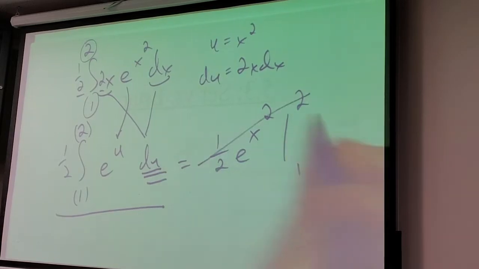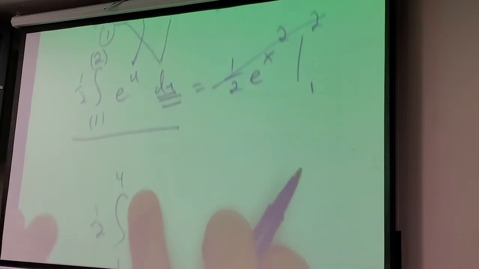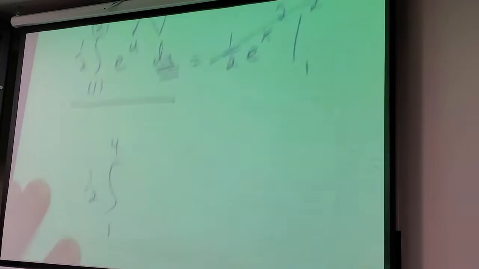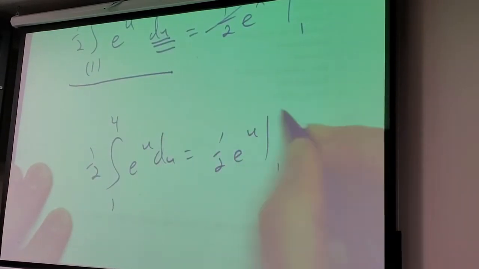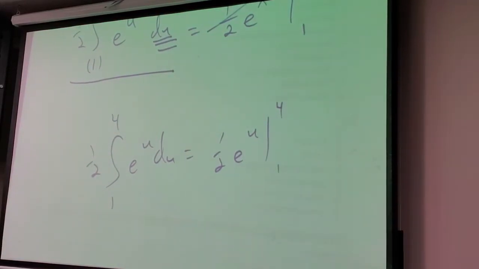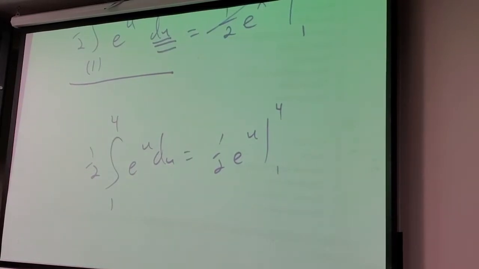But why not just make this 1 to 4? Where did I get 4 from? Yeah, because when x is 2, U is 4, and when x is 1, U is 1. So 1/2 e to the U, 1 to 4. Right? Not a big deal. In fact, it's slightly better to do it this way, because like I said, later it's going to be a lot harder to backtrack. You're going to have possibly multiple substitutions, and you really don't want to try to backtrack to the beginning. That's just a little insane.